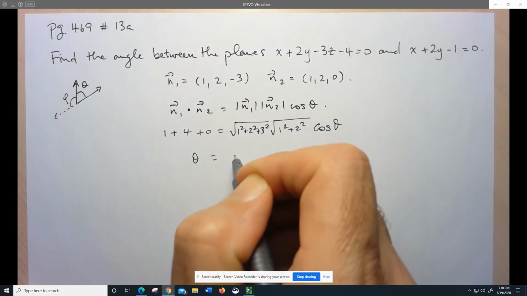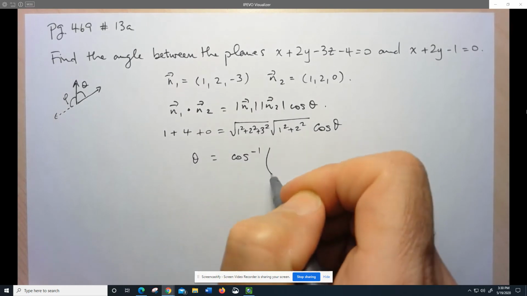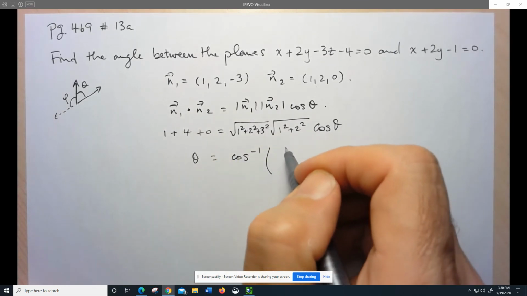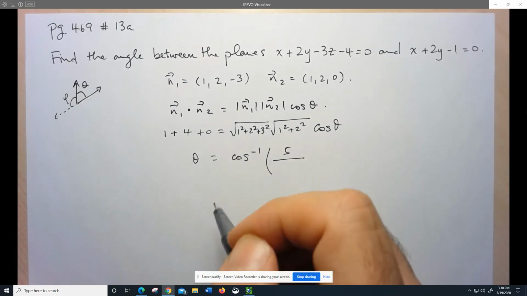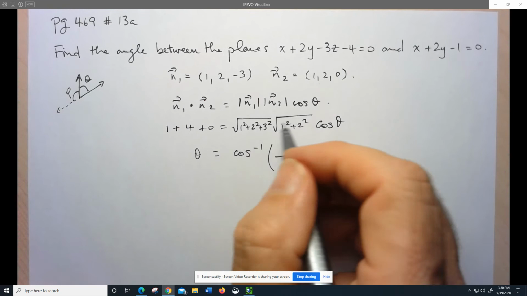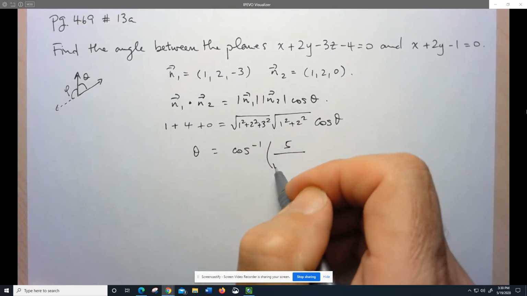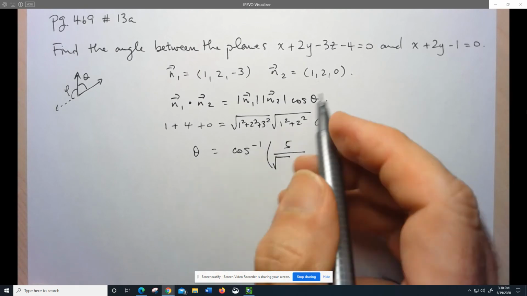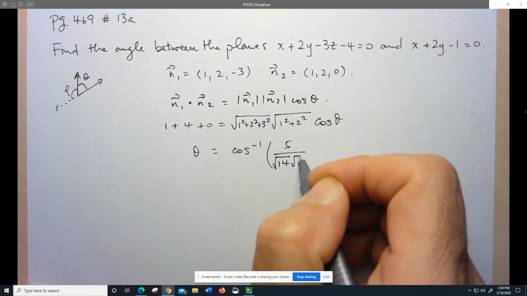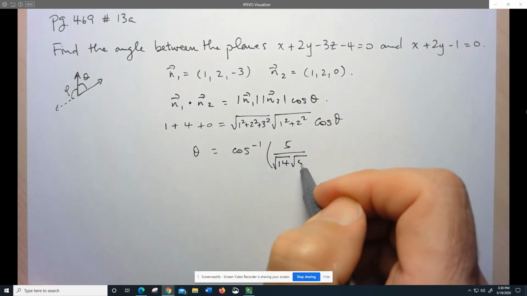So theta is going to be equal to the cos inverse of 5 divided by, and now I'm going to divide these square roots to the other side of the equation. So this is going to be the square root of 9 plus 1 is 10, plus 4 is 14. Here 4 plus 1 is 5.